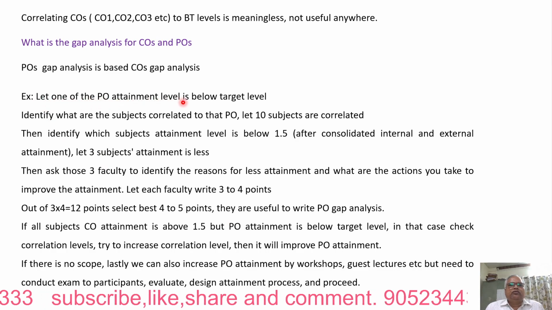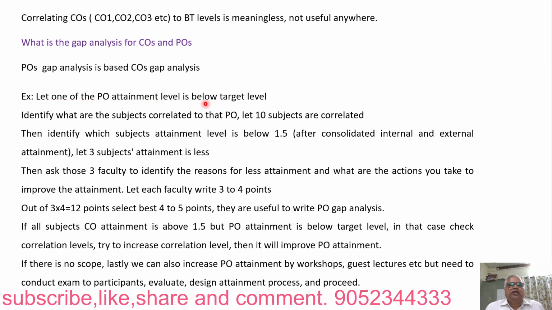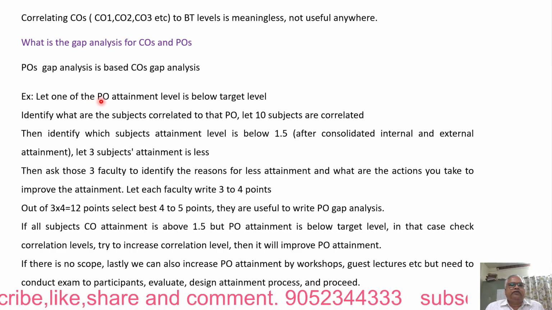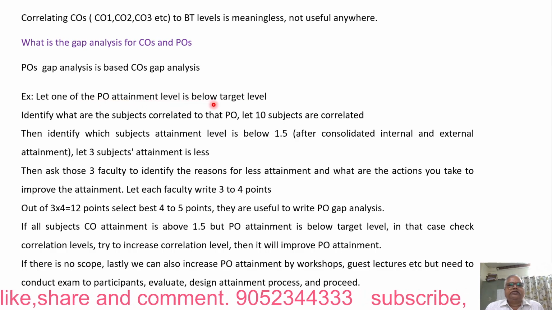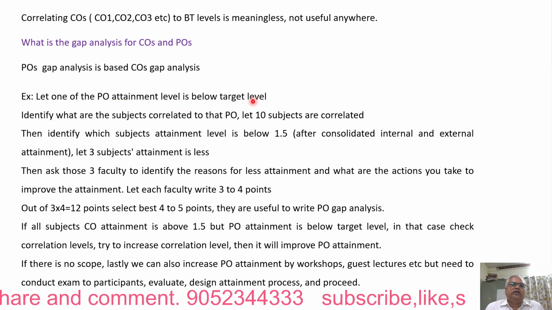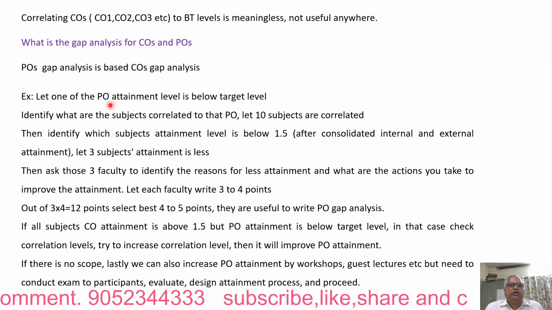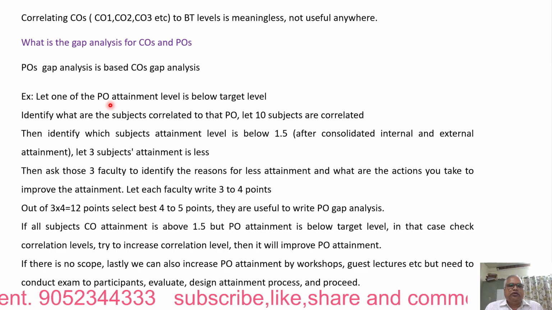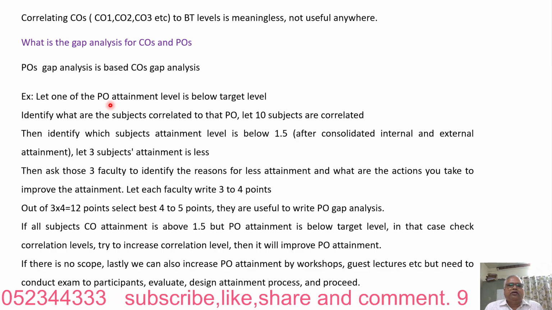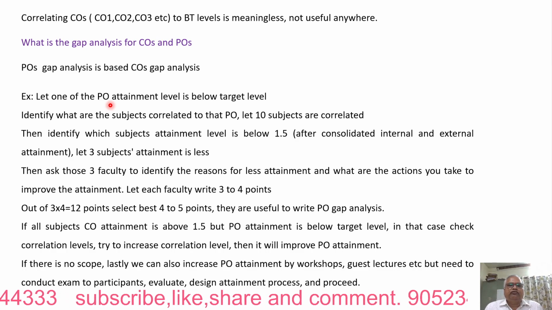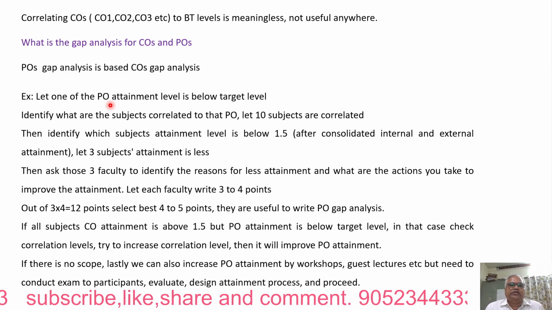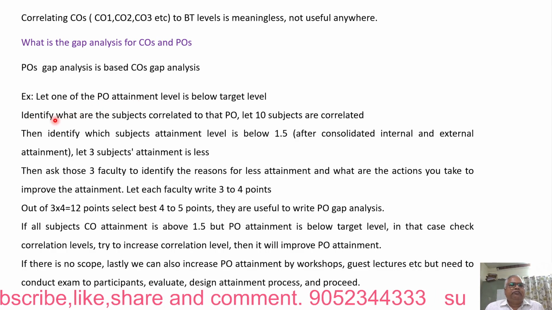Let one of the PO attainment levels be below target level. Out of 12, some POs may be below target, some may be above. So if it is below, why is it below, and how can you improve it further for the next coming batches? So how can that be done?